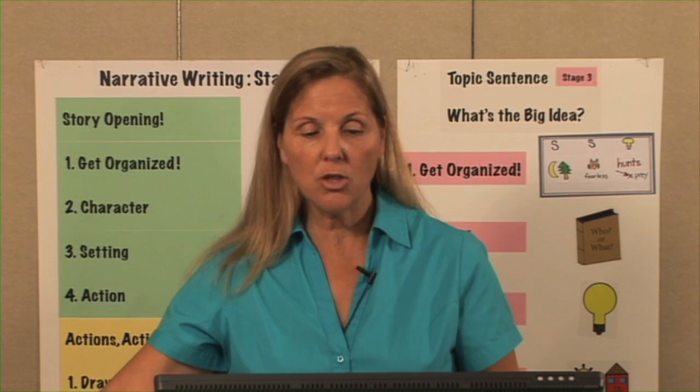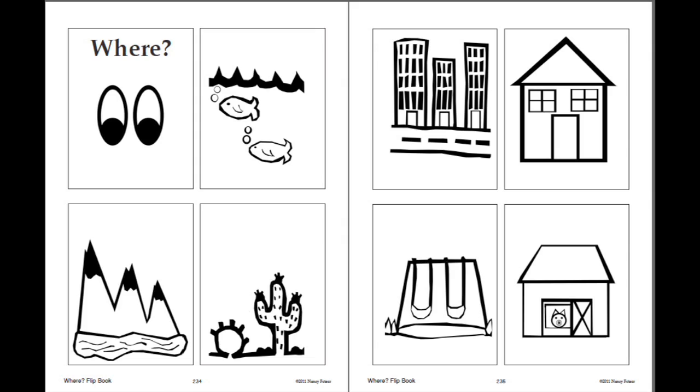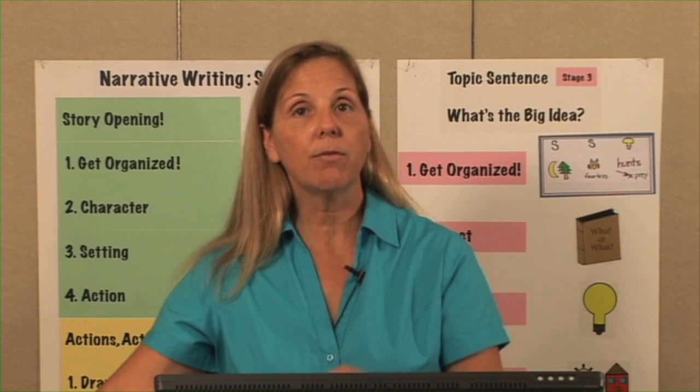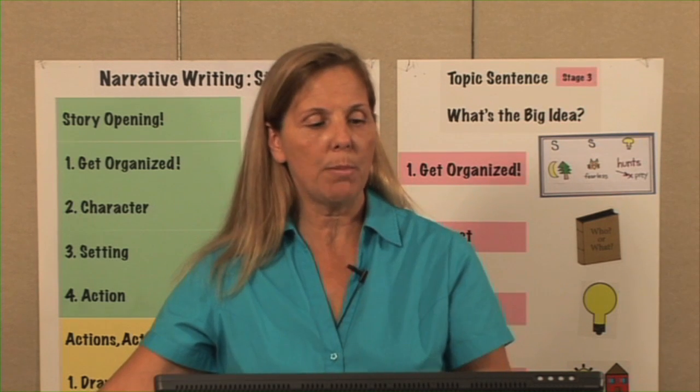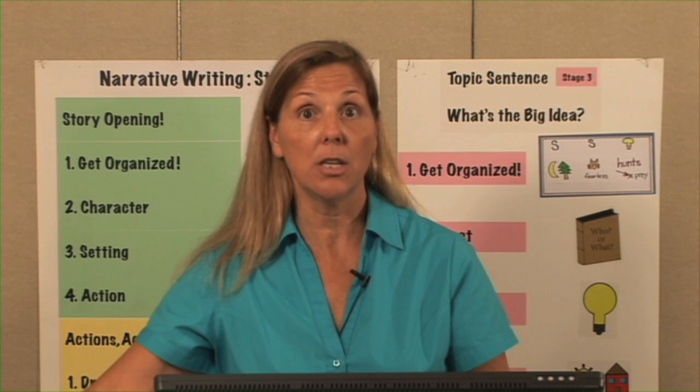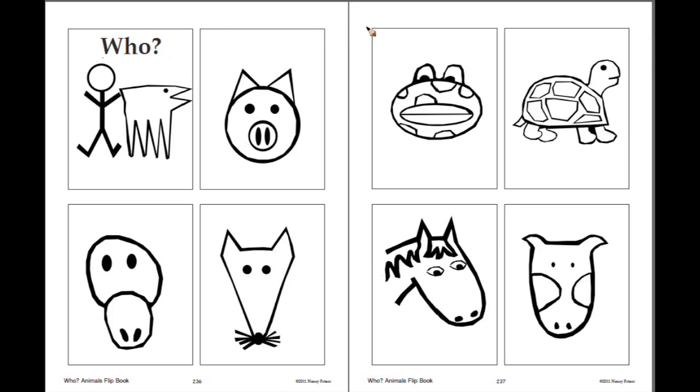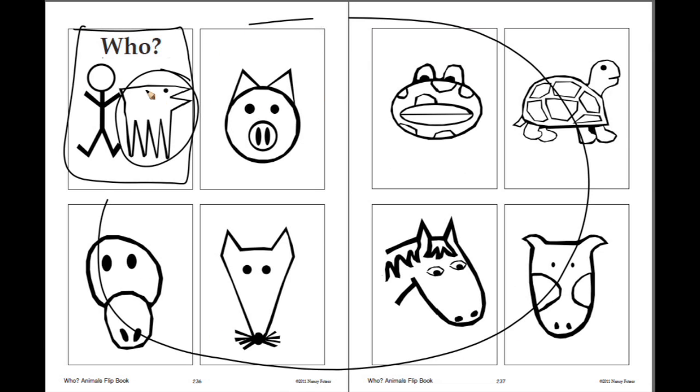If you turn the page, you'll see all the pictures for where. So now we have the ocean, a pond, a river. We have out in the country, in the mountains, the desert, the city, in the neighborhood, at the park, down on the farm, many different where pictures, and you can keep adding to these flip books as well. So here we have our who picture, and these pictures are of animals. So you would color in the animal.